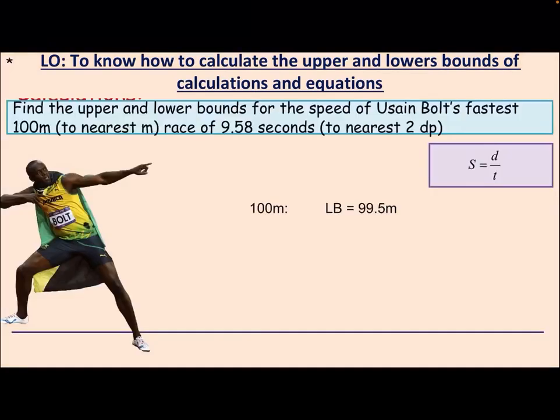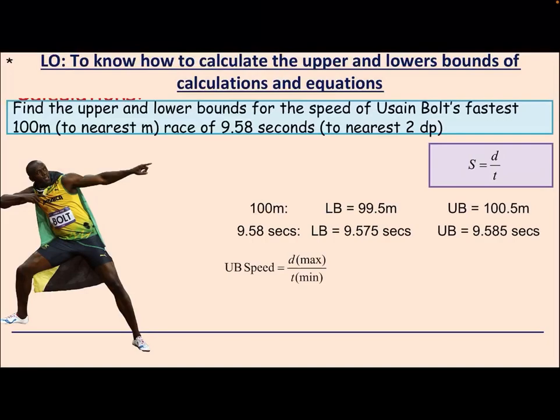So the lower bound is 99.5 meters and the upper bound is 100.5 meters. And then likewise for the time to the nearest 2 dp, the lower bound is 9.575 seconds and the upper bound is 9.585 seconds.